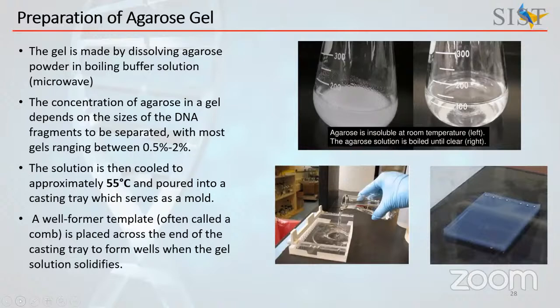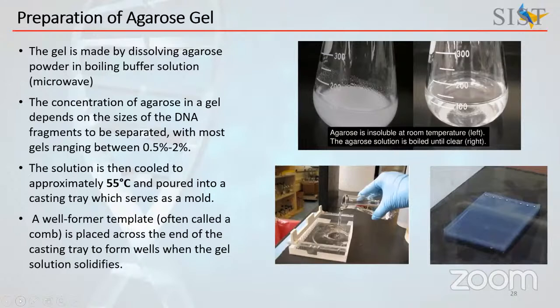Preparation of agarose gel. Now we'll see how gel electrophoresis is run in the laboratory, okay? In order to start, first we have to prepare the agarose gel. As agarose is insoluble at room temperature, we'll have to boil it, right? When we are preparing the gel, we should make sure we are preparing the agarose in the same buffer we are going to use for the electrophoresis. Okay, so that's important.